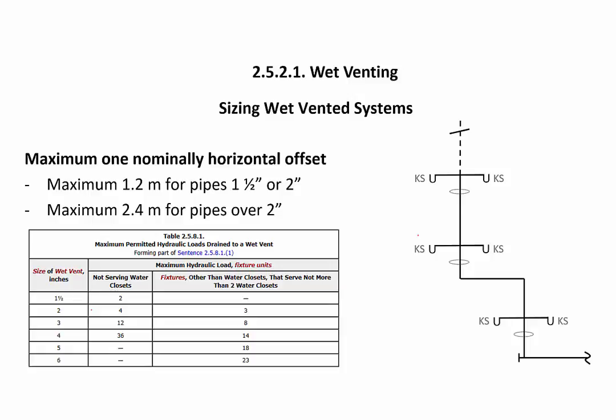Okay, so now we're going to look at another requirement for offsets in wet vented solar waste stacks. Only one offset is permitted, one nominally horizontal offset. So we have a nominally horizontal offset right in this section here between the first and second story.